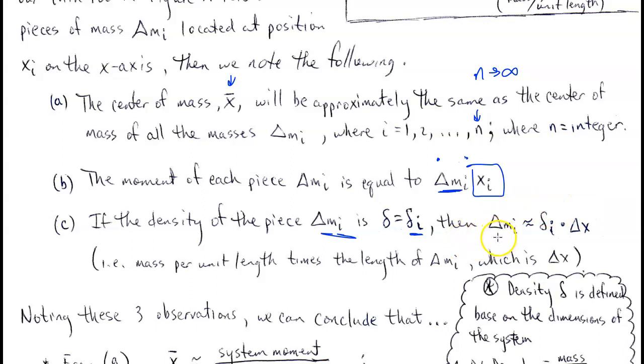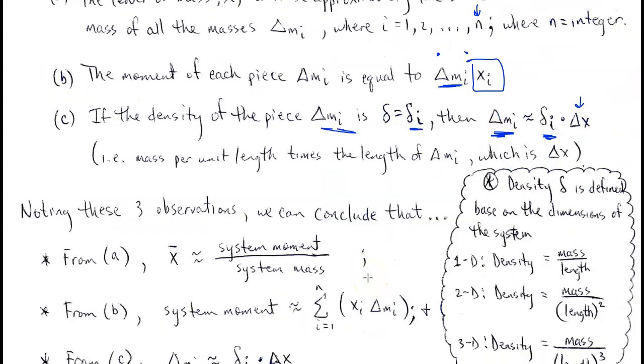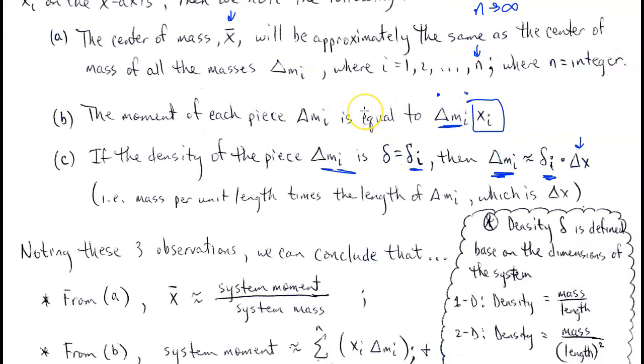So we know here that our delta m sub i is going to be approximately equal to this little delta sub i, which is going to be, again, the density per unit length, times this delta x, which is going to be a length. And so we know that mass per unit length times length is just going to give us whatever the mass is.